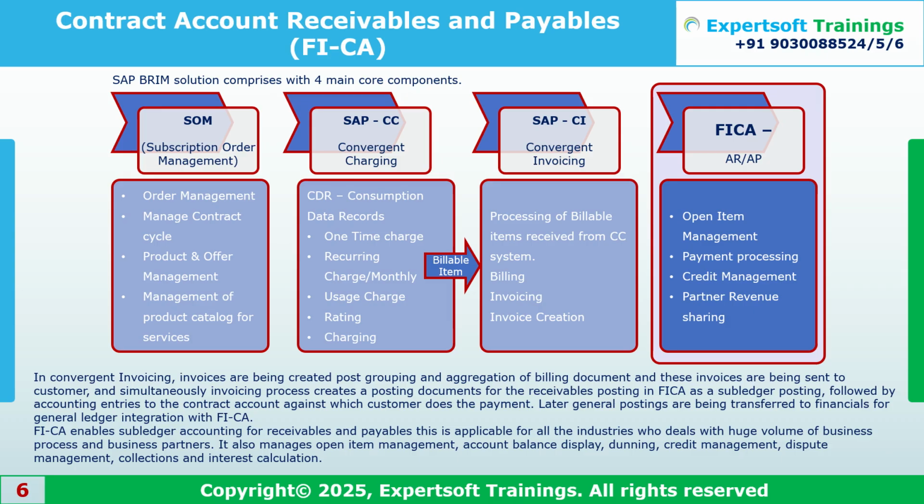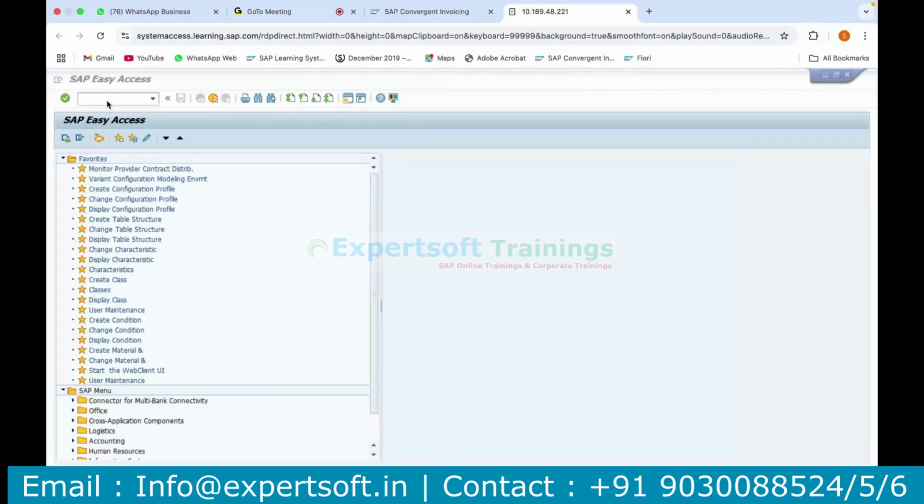Let me jump into the system and I will show you how we are going to create. I will show you the CI system first. So what I will do, I will create a billable item. In order to create a test billable item, there are multiple things we can do: we can upload through an Excel file also, or we can push it from the CC system also. That we'll discuss in a later session. I'm just showing you in the system.